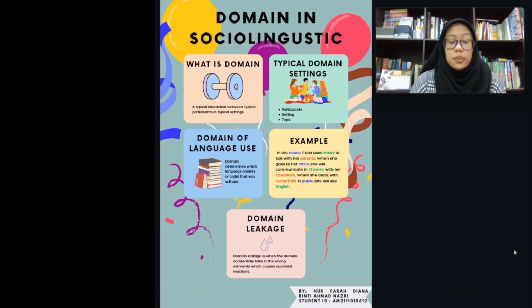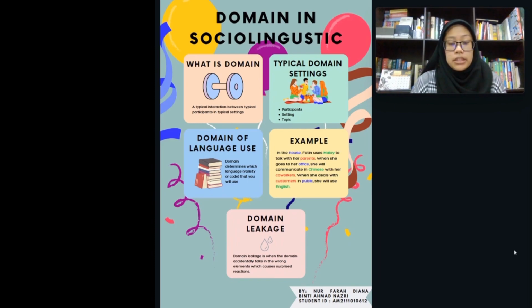Today I will talk about domain in sociolinguistics. So first of all, what is domain? I still remember what Madam Salwan says in class. Domain is actually a typical interaction between typical participants in typical settings. So what have I got from that? It is basically a communication or specific interaction between specific participants or people at a specific time. It can be time, it can be a certain place. So that's what I understand from the meaning of domain.